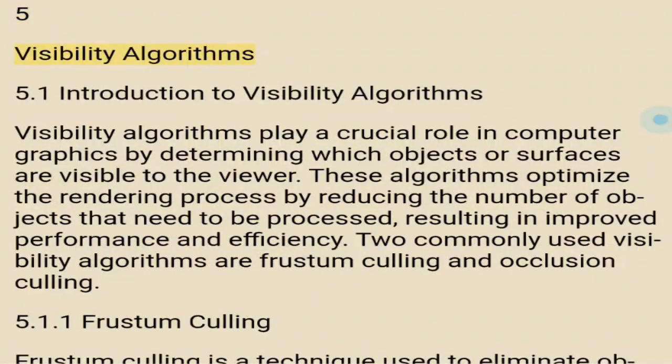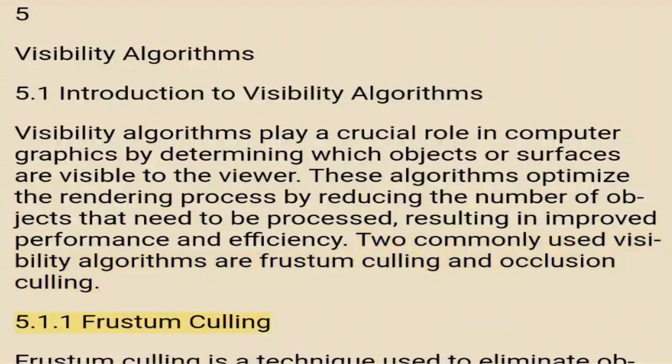5. Visibility algorithms. 5.1 Introduction to visibility algorithms. Visibility algorithms play a crucial role in computer graphics by determining which objects or surfaces are visible to the viewer. These algorithms optimize the rendering process by reducing the number of objects that need to be processed, resulting in improved performance and efficiency. Two commonly used visibility algorithms are frustum culling and occlusion culling.